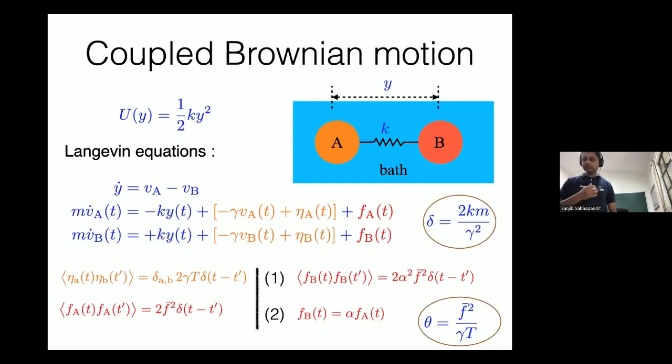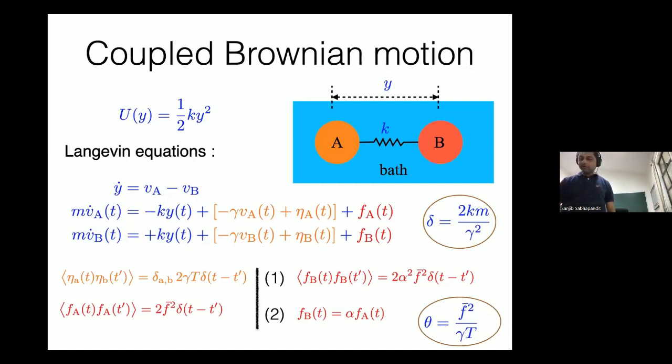The first one is two Brownian particles connected by a harmonic spring. You can think of it like a dumbbell model of a polymer. Basically, it's a minimal model of a polymer. These two are in some temperature bath, and this delta is the dimensionless coupling constant. There is a coupling between these two because of the harmonic spring, but this spring constant is very weak.